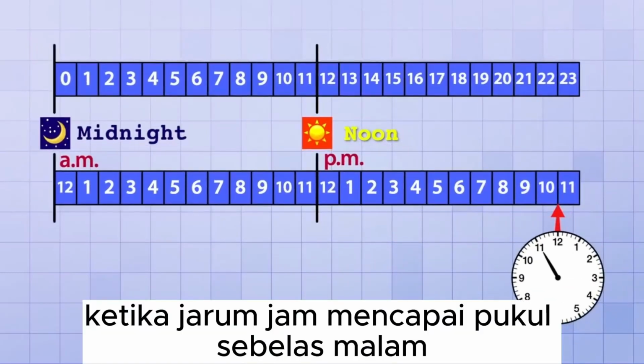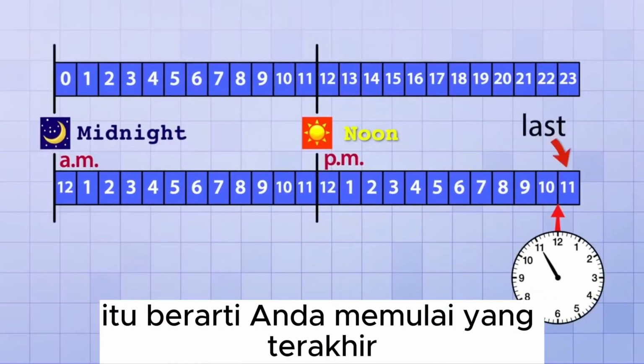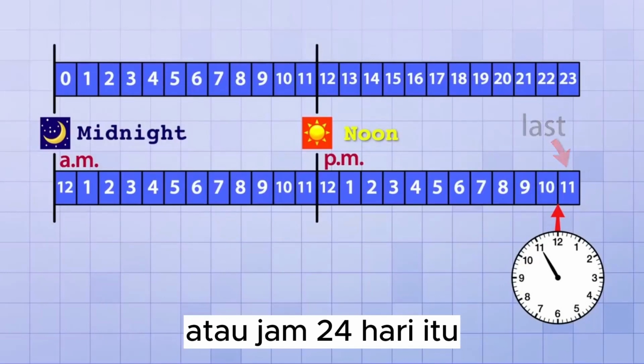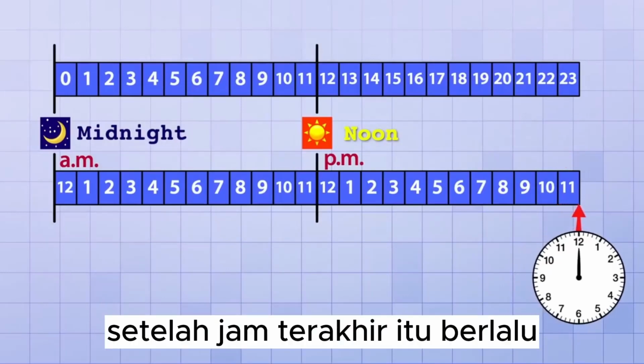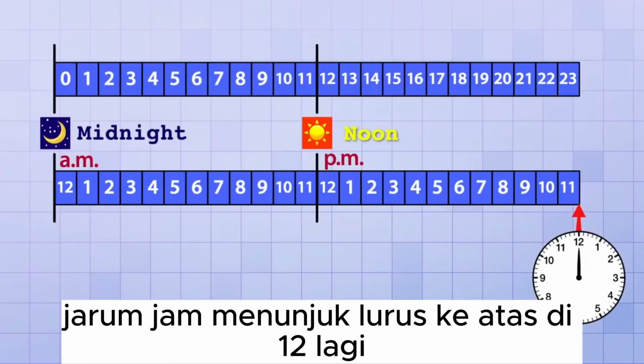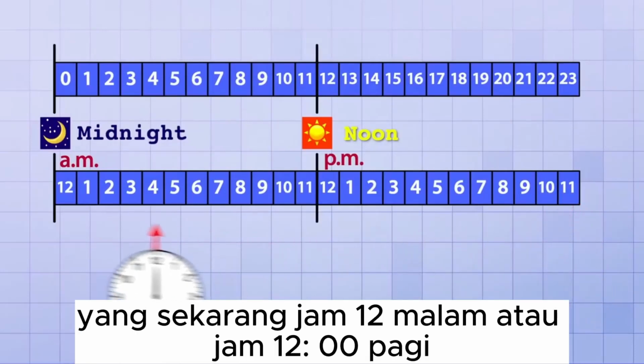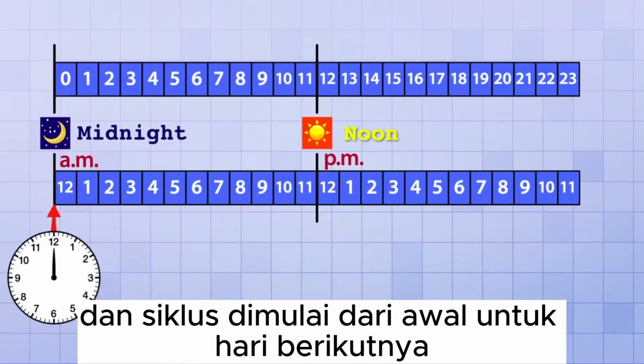When the hour hand gets to 11 p.m., it means you're starting the last or 24th hour of the day. After that last hour passes, the hour hand points straight up at 12 again, which is now 12 midnight or 12 a.m. And the cycle starts all over for the next day.